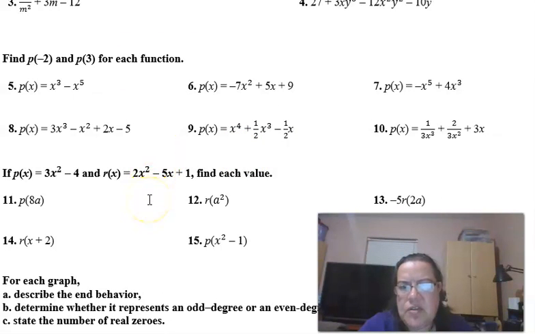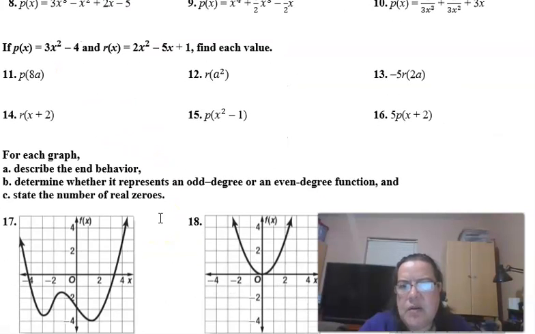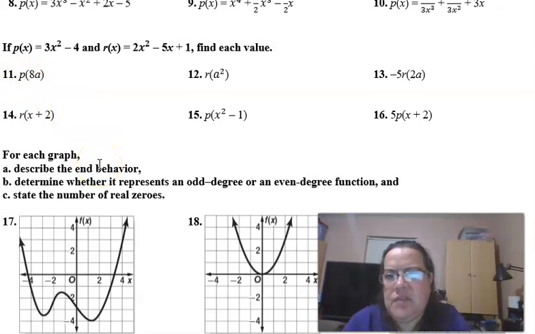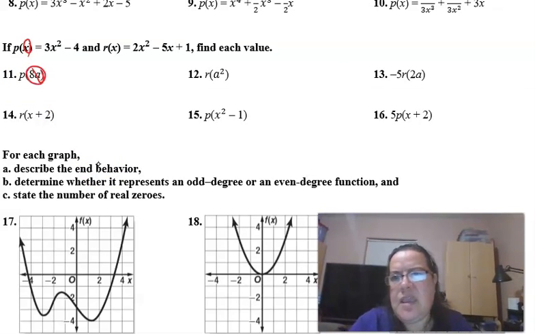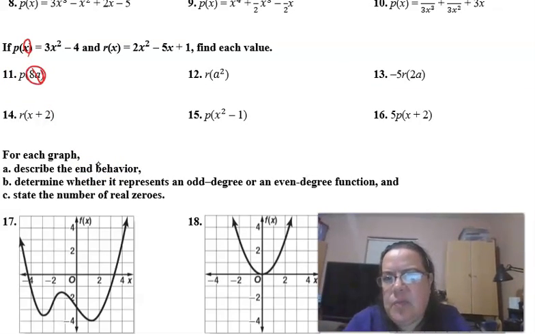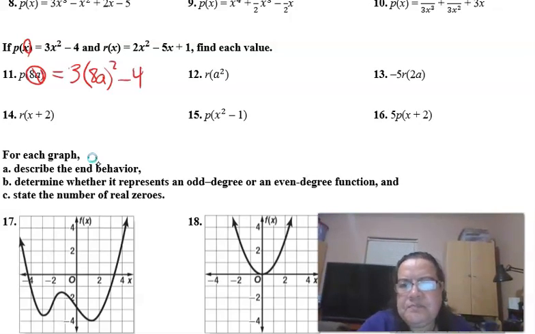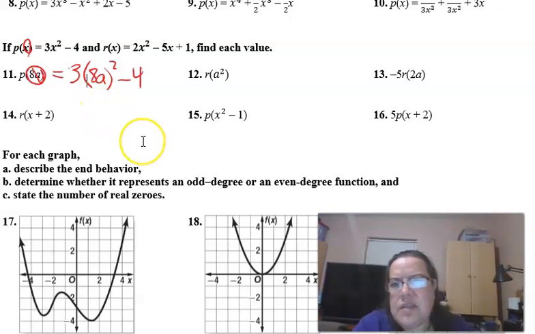So let's go ahead and have a look, I've already done examples like that. But if you notice here, it's saying, okay, what is P of 8a? What they've done is every x that you see, they've replaced it with 8a. So I'm going to do the same. P of 8a is equal to 3, and then I put the 8a in the spot of any x that I see. It's just 1 in this case, so there it is. And so I continue the process.